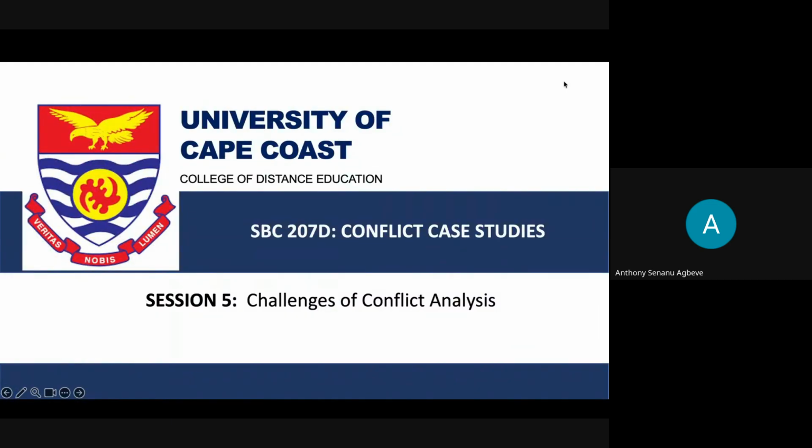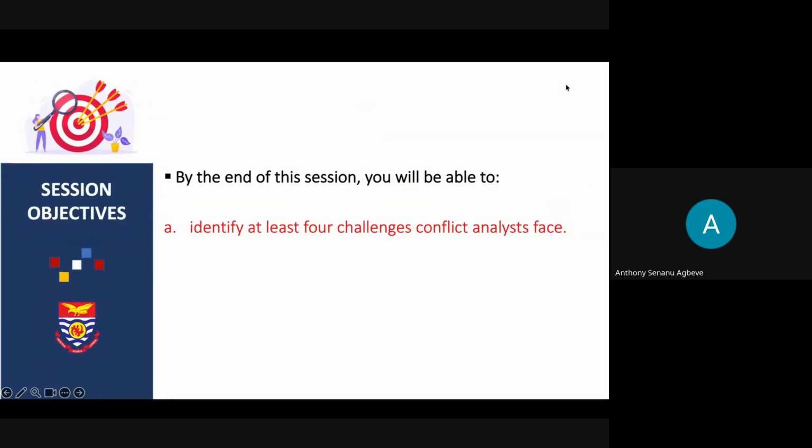And here, basically, we'll be looking at the challenges of conflict analysis. So having looked at all the issues on trying to analyze the conflict, the approaches, and all that, we have to know that there are some challenges that we might encounter as conflict analysts or conflict experts. Because in every situation, some challenges might definitely pop up. We need to be aware of some of these challenges, and also understand how we can overcome them as and when we encounter them within any given situation.